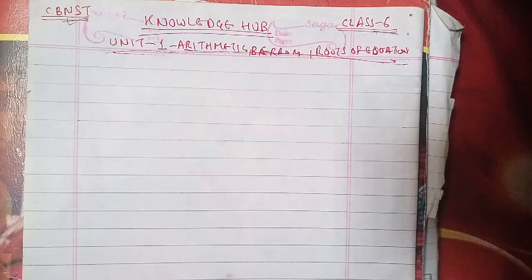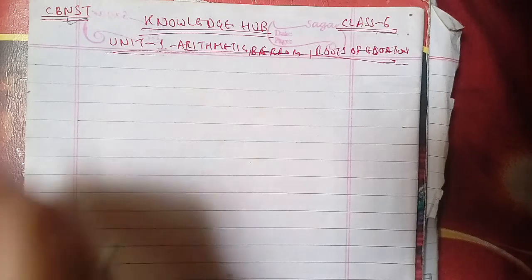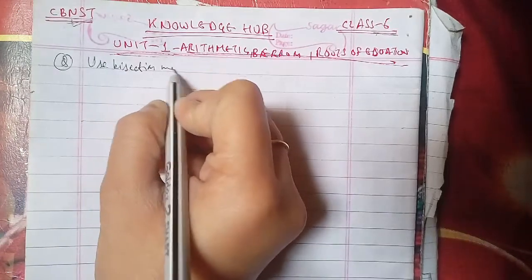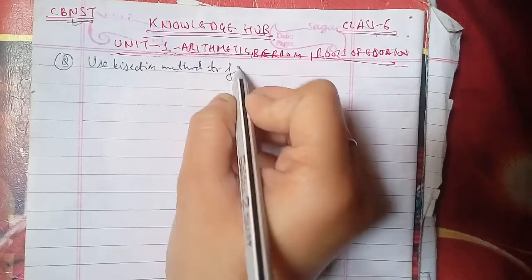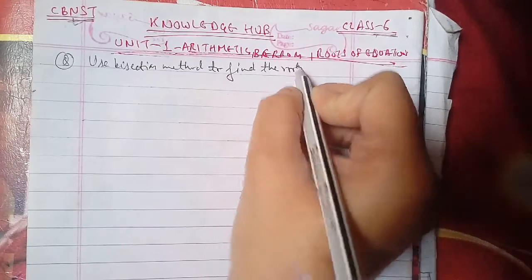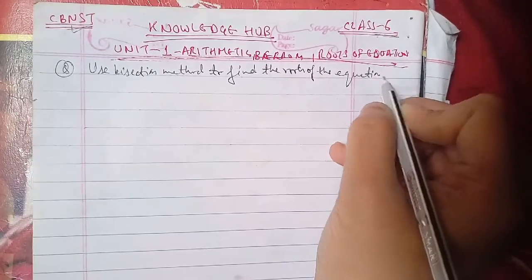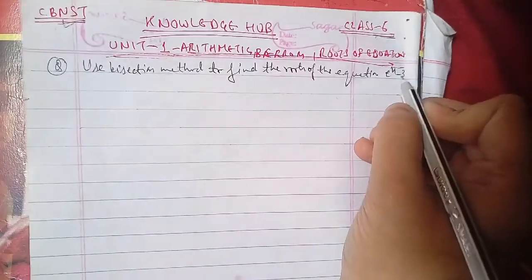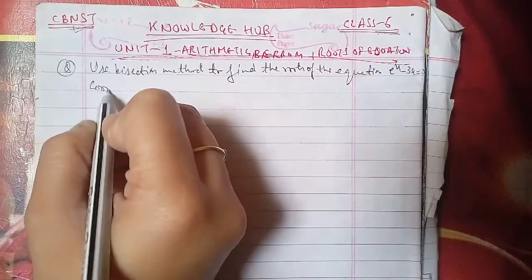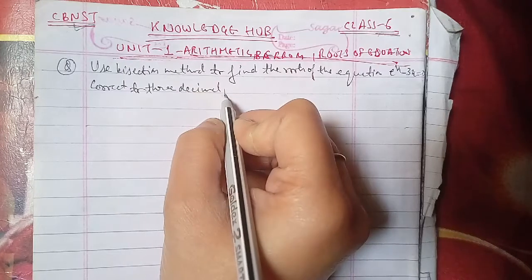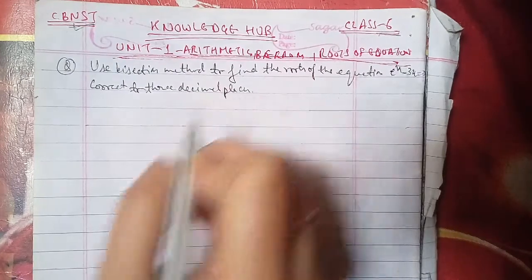The question is: use the bisection method to find the roots of the equation e to the power x minus 3x equals 0, correct to 3 decimal places. So we'll go ahead with the solution here as well.